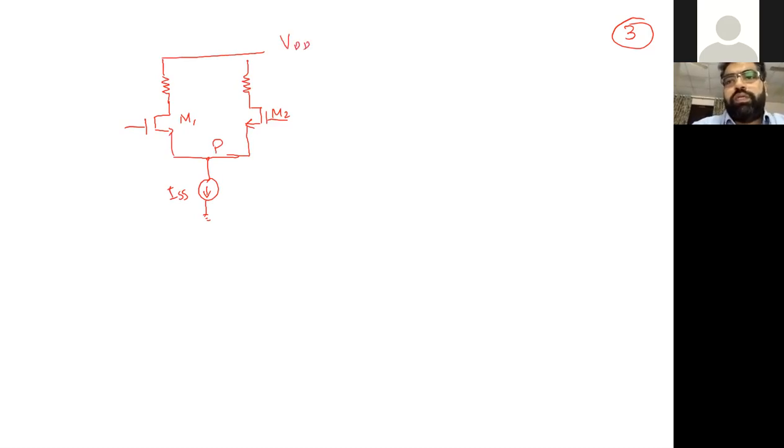So let's put this M1 transistor, which is an NMOS, and M2. Since they are symmetric, this point P is going to be an AC ground. Here we have a tail current ISS, and the load resistors RD connected to VDD. That's what we are having.